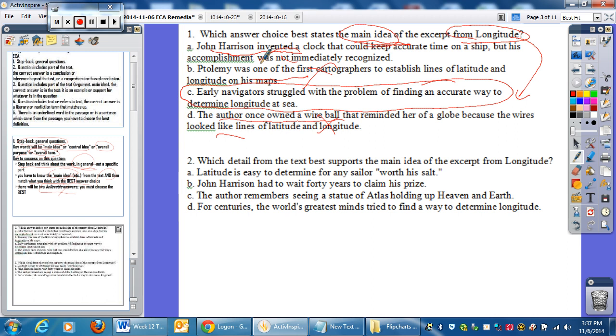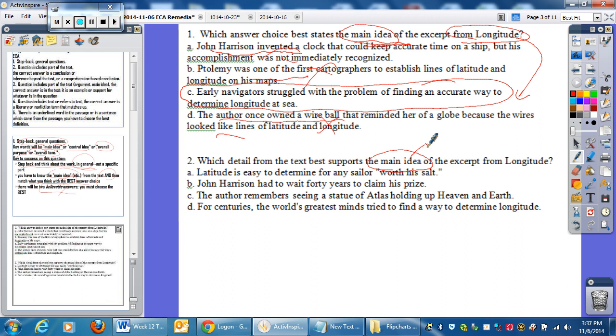So I look at question 2. Which detail from the text best supports the main idea? Once again, main idea isn't necessarily one little thing in the text. It is like when you step back from the text as a whole, then you can make that judgment call as to what the main idea was.